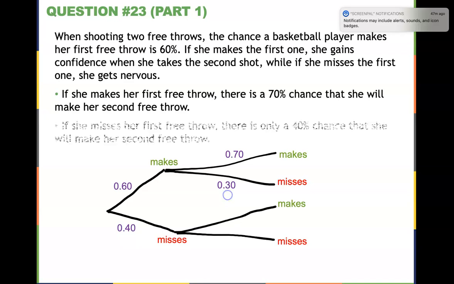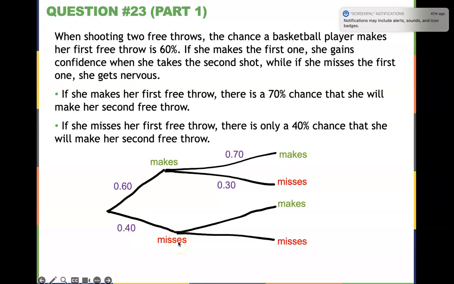Next situation. If she misses her first free throw down here, there is only a 40% chance that she makes her second free throw. So we've got 40% for makes and 60% for misses.